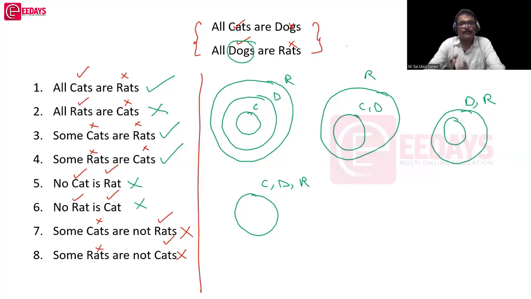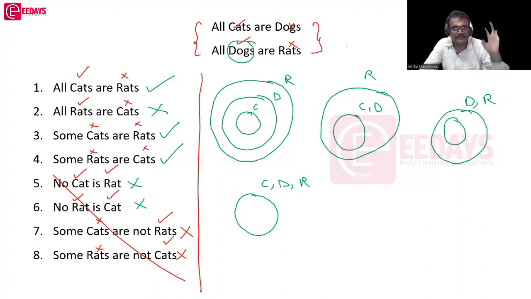See, you must remember, if both of the statements are affirmative or positive, the conclusion must be positive. So no need to check from 5th to 8th. Why? Because those conclusions are negative conclusions, either particular negative or universal negative, whatever it is. If both the statements are affirmative or positive, the conclusion is also positive. No need to draw a Venn diagram, just cross all these 4. Now, of these 4 conclusions, the second one is not valid.